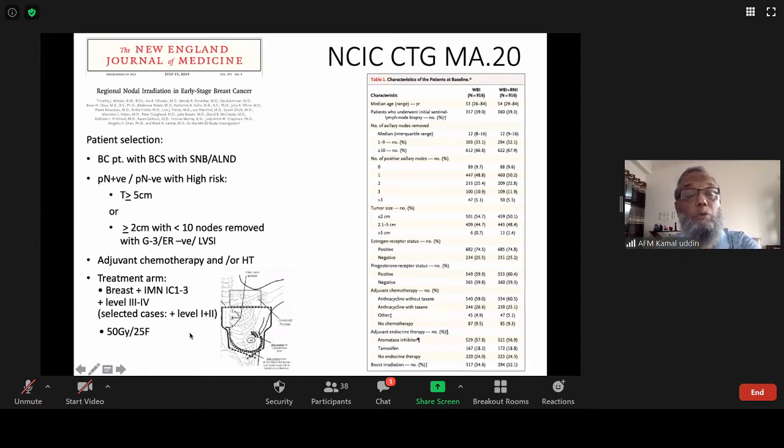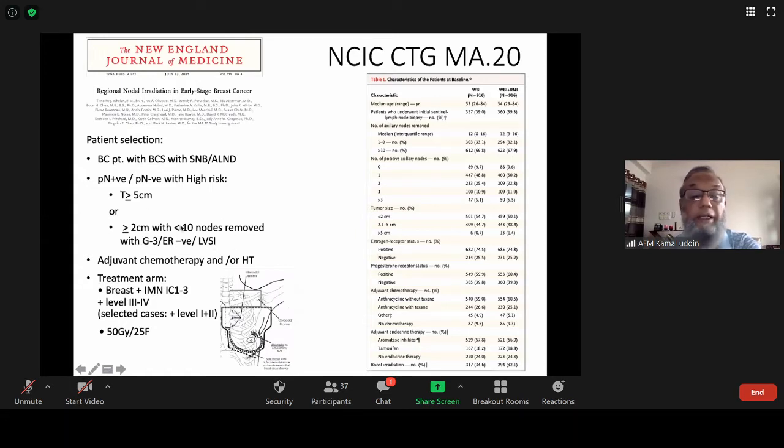And in 2015, another study came out. It was named the MA.20 study. There, breast cancer patients with breast conservation had a sentinel lymph node biopsy or axillary dissection, and were node positive or node negative but high risk, that is T more than 2 or more than 5, or if it is more than 2 and less than 10 nodes not removed, with grade 3, ER negative, LVSI.